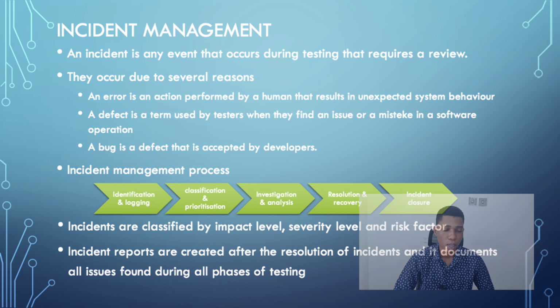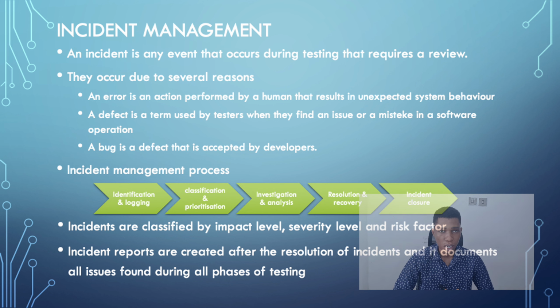There's also classification and prioritization, which is the second step of the incident management process. It involves classifying the incident and giving it a severity level. What type of incident is it? Is it a software incident, hardware incident, service request, etc.? Give it an impact level, severity level, and risk factor. That's what prioritization helps to do: prioritize the incident according to the impact level, severity level, and the risk factor.